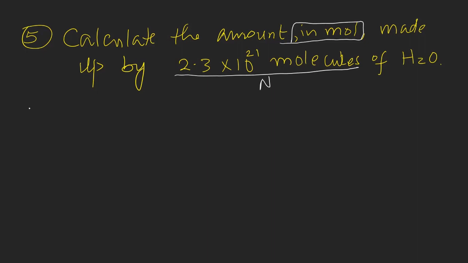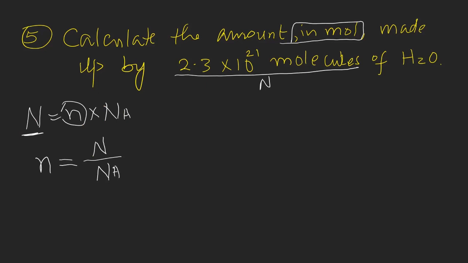The normal formula we use is N is equal to moles, which is small n, times Avogadro's number. But we are not trying to find capital N. That is given to you. We're trying to find the small n. So we rearrange the formula and make it n is equal to the capital N, which is the number of molecules, divided by Na, which is Avogadro's number. The number of molecules given to us is 2.3 times 10 to the power 21 divided by Avogadro's number, which you should know by now, 6.022 times 10 to the power 23.